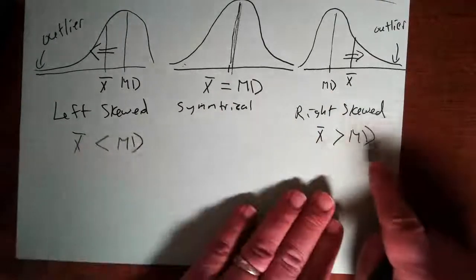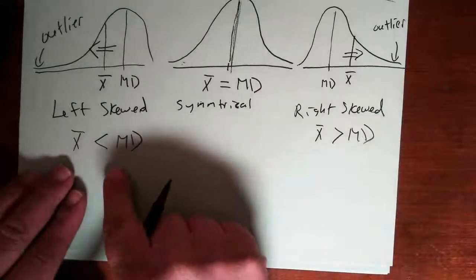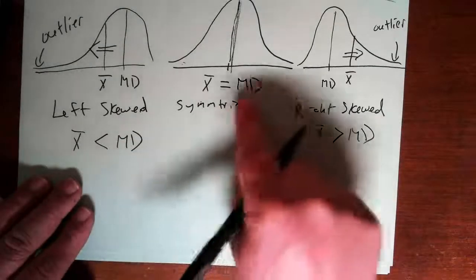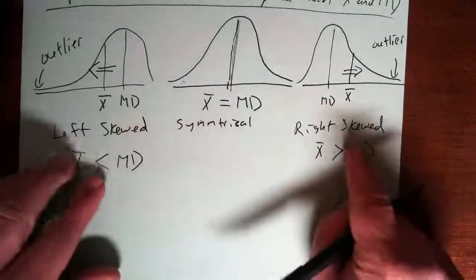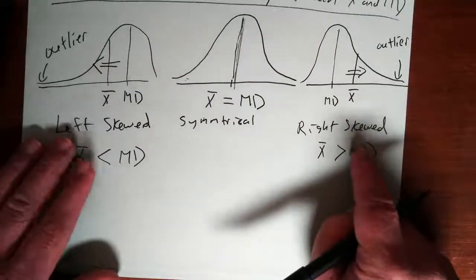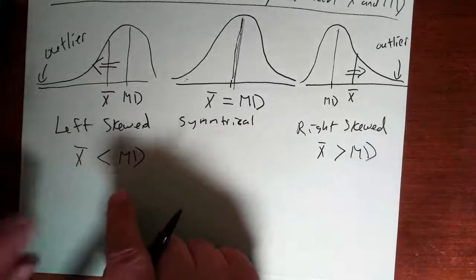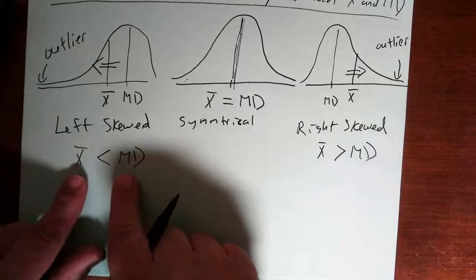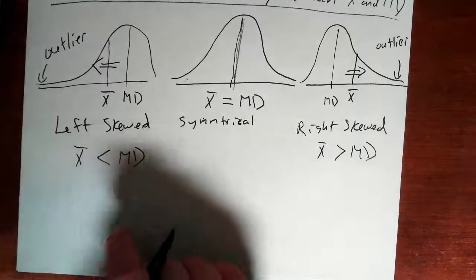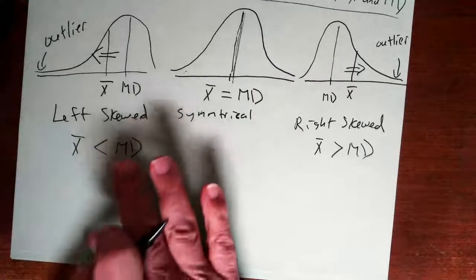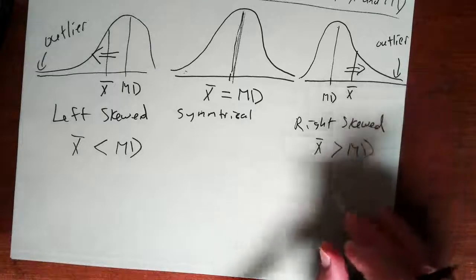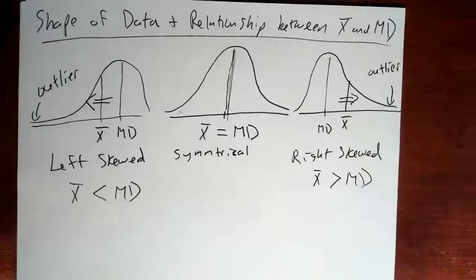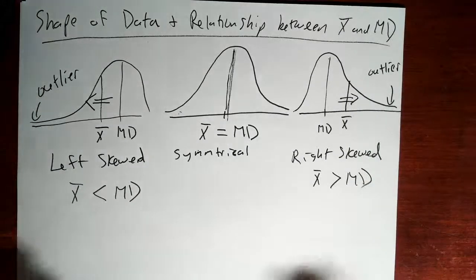If the mean is bigger than the median, it's right skewed. If it's less than the median, it's left skewed. If they're the same, it's symmetrical. And what's nice about this is you can tell if it's skewed, even if it's only skewed a little bit. If it's only slightly skewed, these will be close to one another, but the mean will still be less than the median if it's slightly left skewed, or bigger than the median if it's slightly right skewed. So that's a nice thing to know.